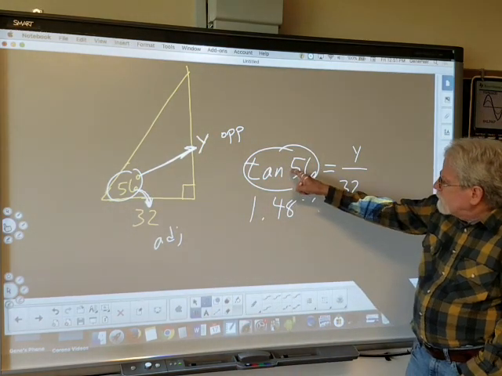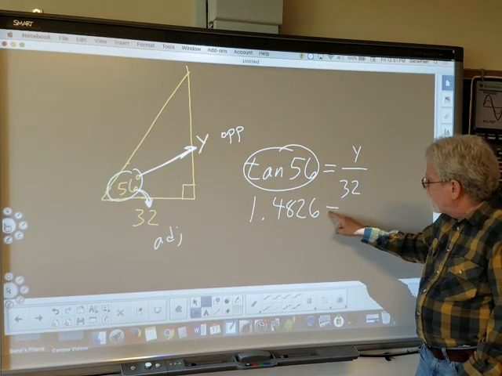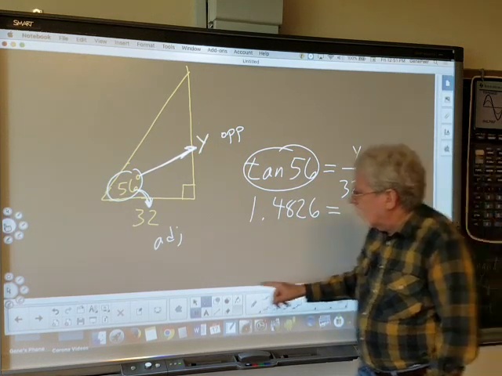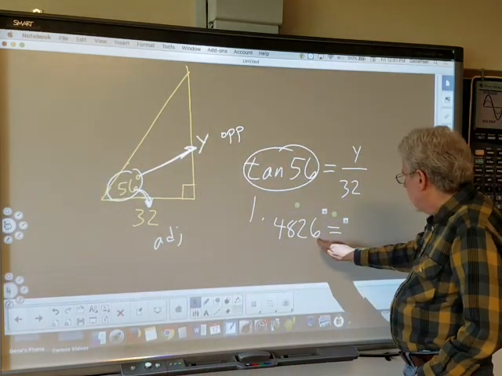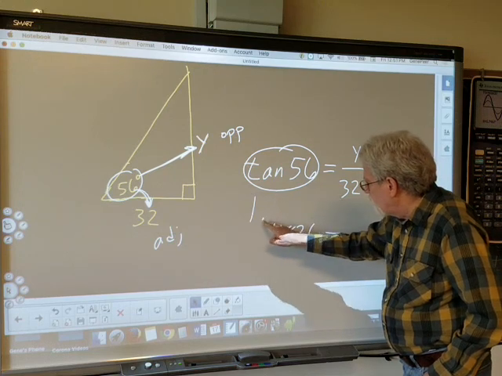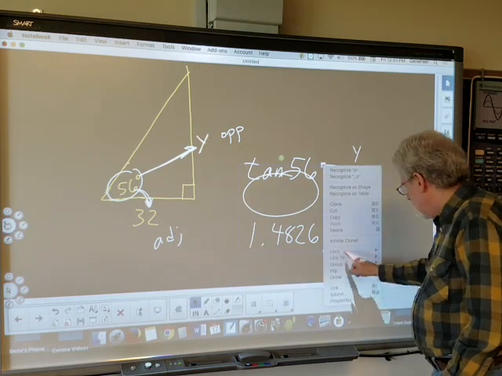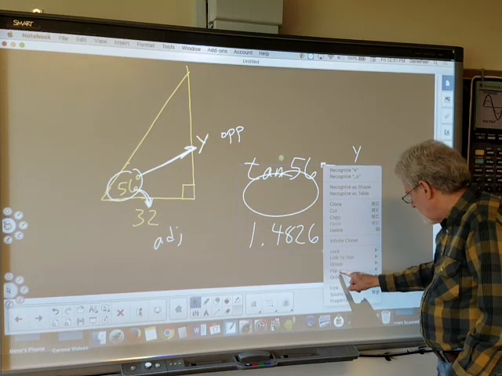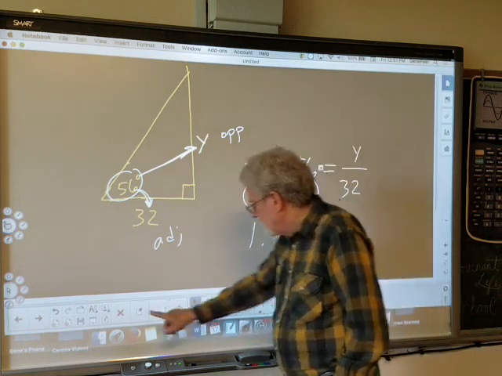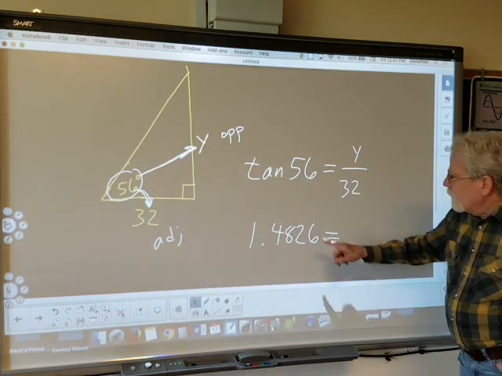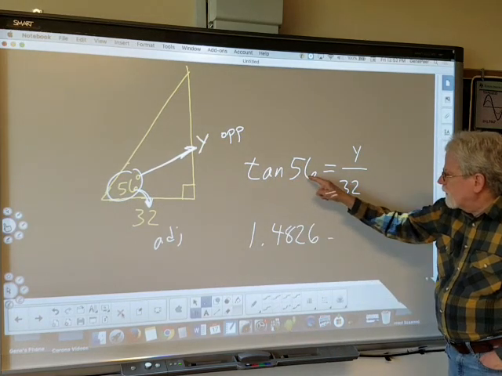So the tangent of 56, we look it up in the book, and it's 1.4826. It's still equal to... I've got things so crowded here, I can't work. Let's pull this down out of the way. Oops, I left behind my 1. That's important, I've got to have that. Let's get rid of this silly circle. Okay.